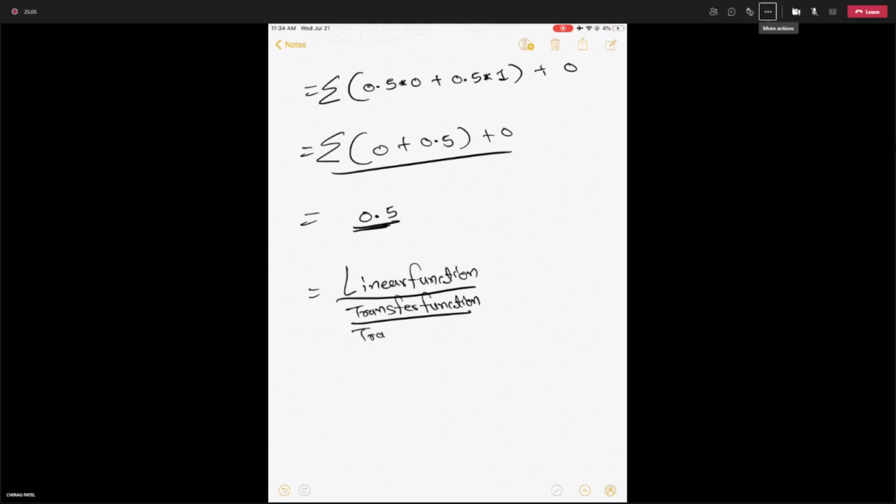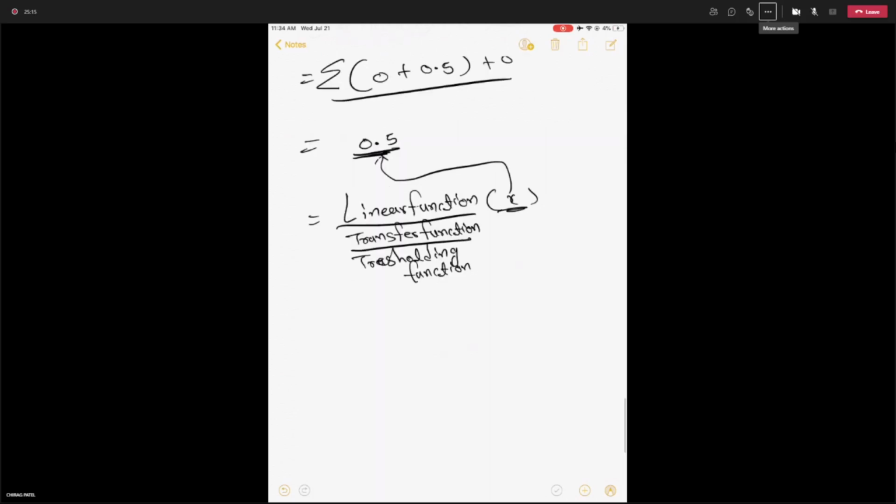Or thresholding function. And this is your x. Please understand this thing. So if we put the mean of the linear function as 0.5, then obviously, if this is 0.5, it will give you the answer 0.5. That's a simple answer we had to learn about the linear function.